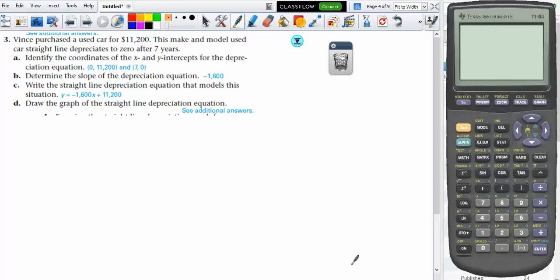Determine the slope of the depreciation equation, and then write the straight line depreciation equation that models this situation. Finally, draw the graph of the straight line depreciation equation.